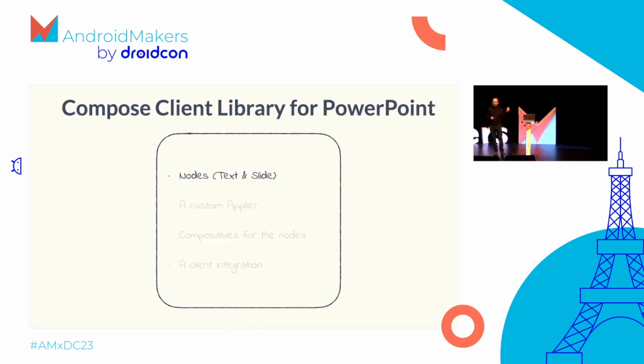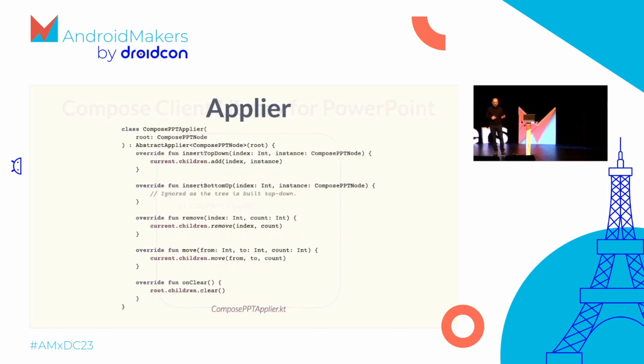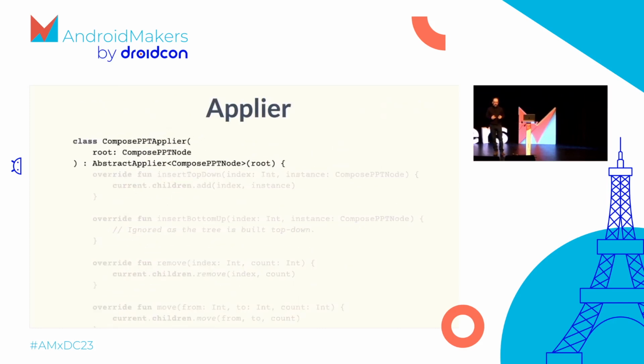Cool, that was the nodes, right? So we created 2 nodes for our client library. The second thing is that we need a custom applier. Now, we're going to see how we can create it. Remember what I said, we have something called abstract applier.